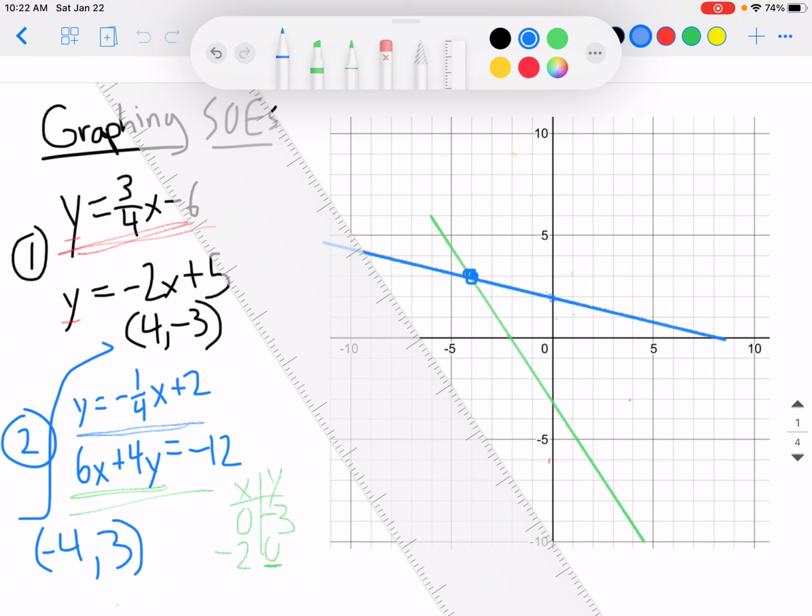Cool, I didn't realize that these problems were so closely related. That's kind of cool though. But again, that's the graphing thing. You graph the lines, you see where they intersect, and that is your solution.